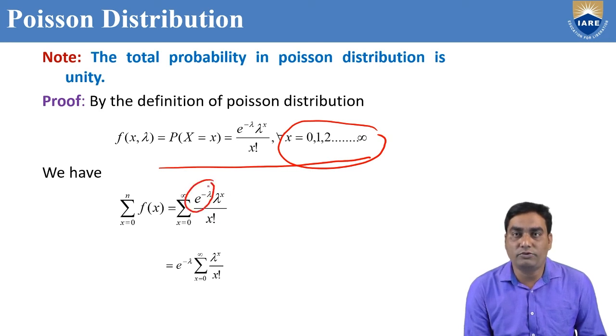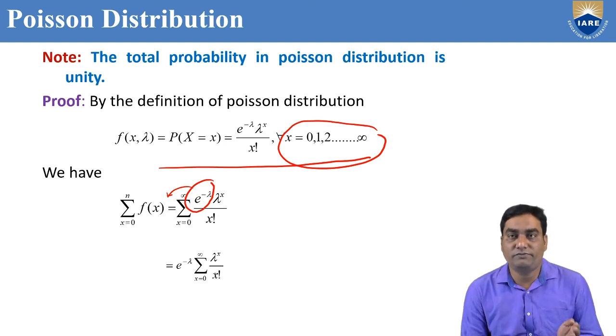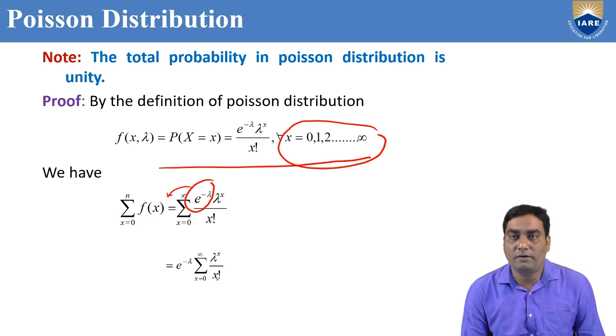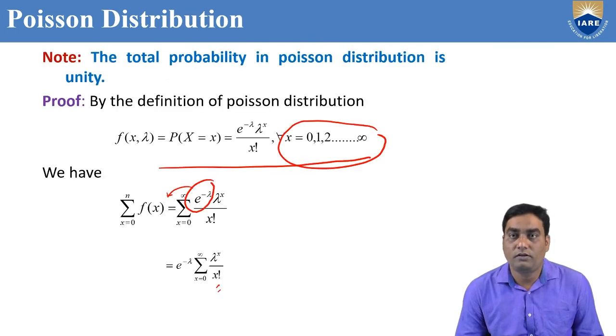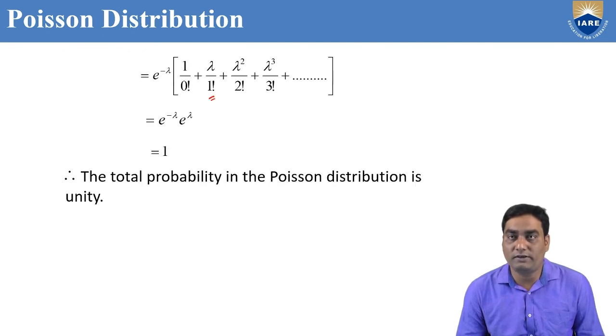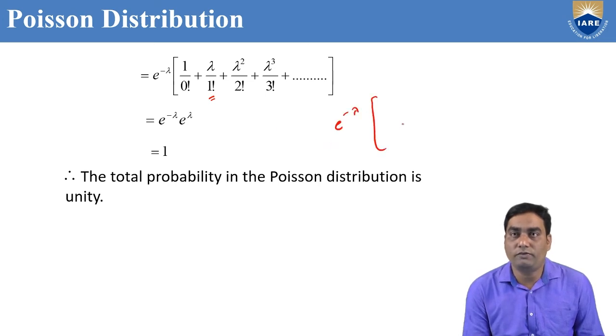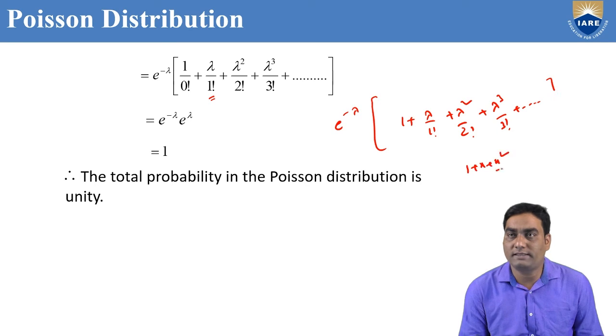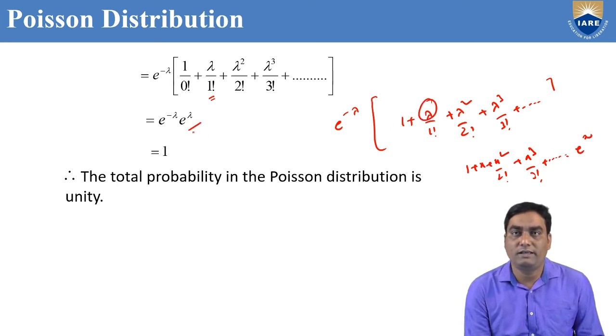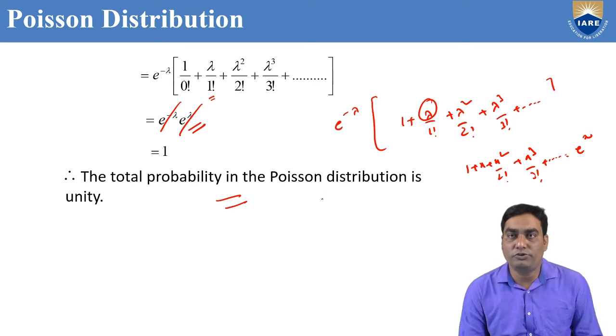Here e power minus lambda we can take outside, because there is no effect of e power minus lambda on the summation from x equal to 0 to infinity. Then lambda power x by x factorial: you put x equal to 0 in the first step, 1 by 0 factorial; x equal to 1, lambda by 1 factorial; x equal to 2, lambda square by 2 factorial, and so on. So e power minus lambda into 1 plus lambda by 1 factorial plus lambda square by 2 factorial plus lambda cube by 3 factorial, and so on. In intermediate we have one formula: 1 plus x by 1 factorial plus x square by 2 factorial, x cube by 3 factorial, and so on is e power x. But instead of x we have lambda. That's why it is e power lambda. So e power minus lambda into e power lambda equals 1. Therefore, the total probability in a Poisson distribution is unity.